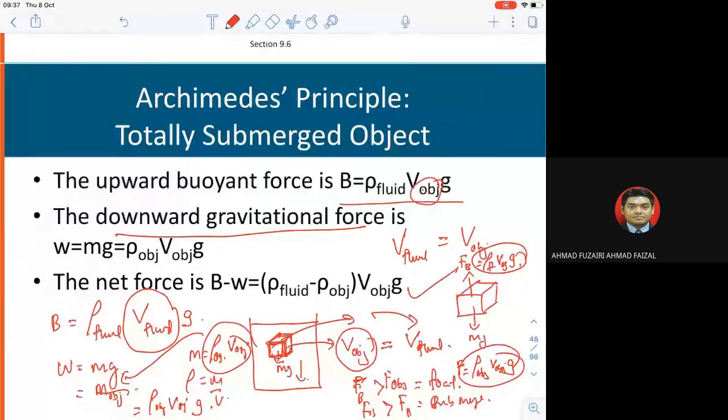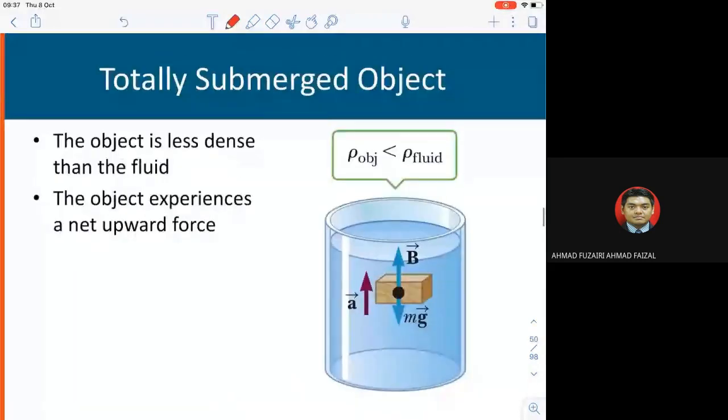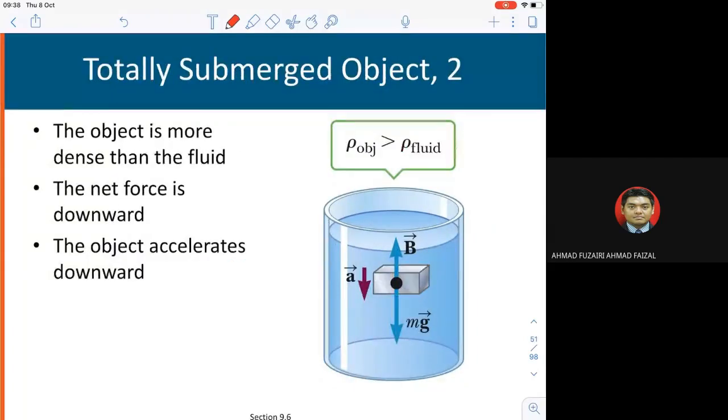Okay, so you must understand these equations. For the totally submerged object, if the object is less dense than the fluid, the object experiences a net upward force. This is given by here. So if the density of the object is less than the density of the fluid, then the object will experience a net upward force, like I'm saying just now. And for the totally submerged object, if the density of the object is greater than the density of the fluid, then the net force is downward. Okay, we have proof of this part.